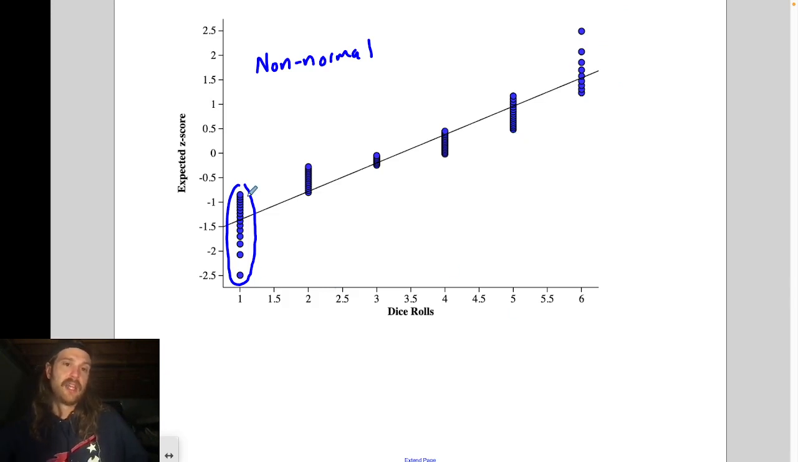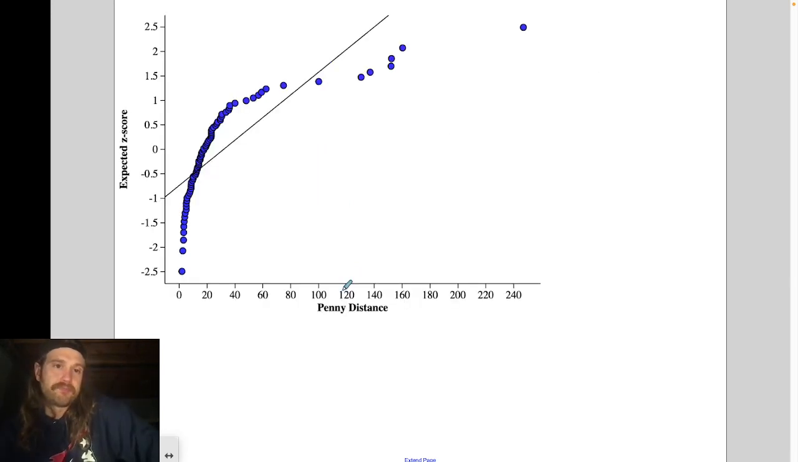Also, we have a fairly large set of deviations from the line right here and right here. So we have these large deviations, lots of data points that are not in line, which is another telltale sign of this being non-normal. Okay, here's our penny distance, which we know to be skewed.